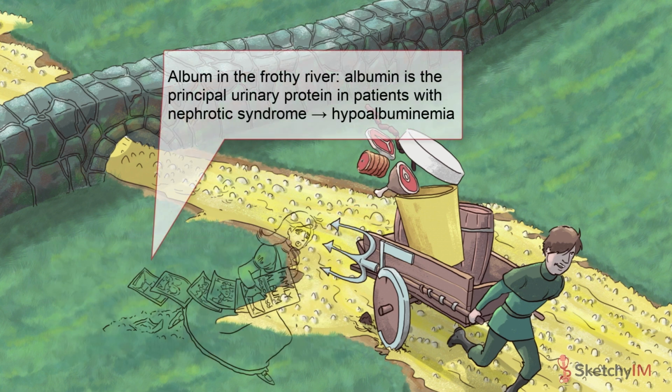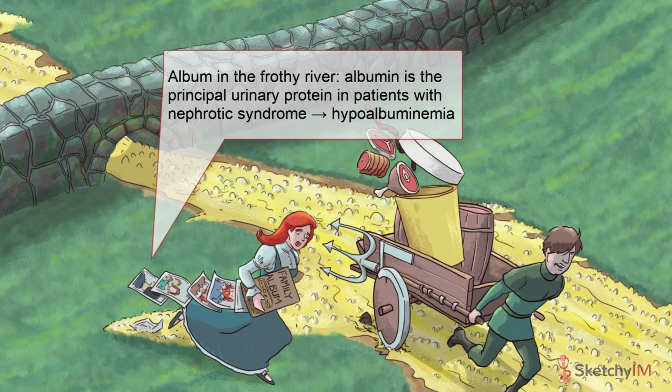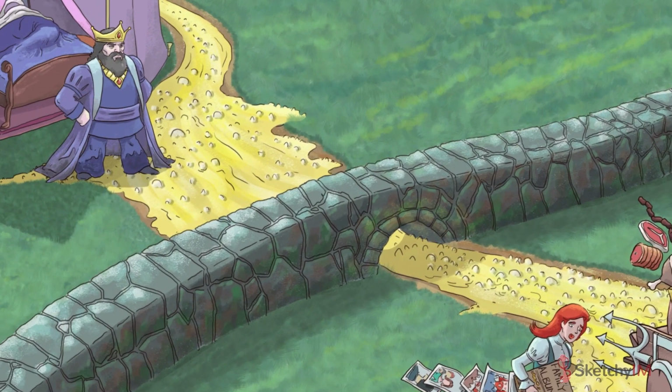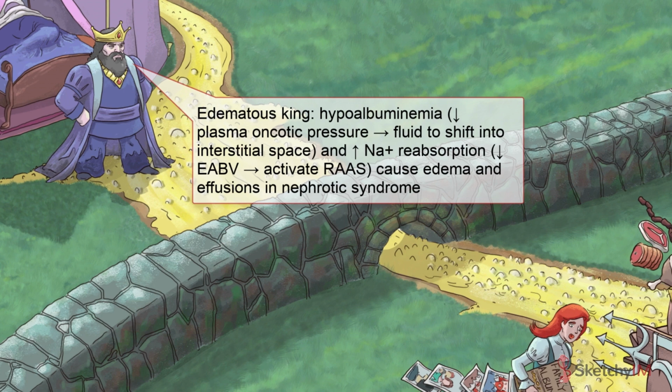Over time, the massive amount of albumin lost in the urine depletes albumin levels in the blood beyond the synthetic ability of the liver, which causes hypoalbuminemia, as depicted by that depleted picture album. Enter King Edward I, also called King Edward the Edematous. Don't quote me on that. Needless to say, hypoalbuminemia lowers plasma oncotic pressure, causing fluid to shift into the interstitial space. Due to the decreased intravascular volume, renal sodium retention is increased. As a result, edema and effusions are cardinal features of nephrotic syndrome.